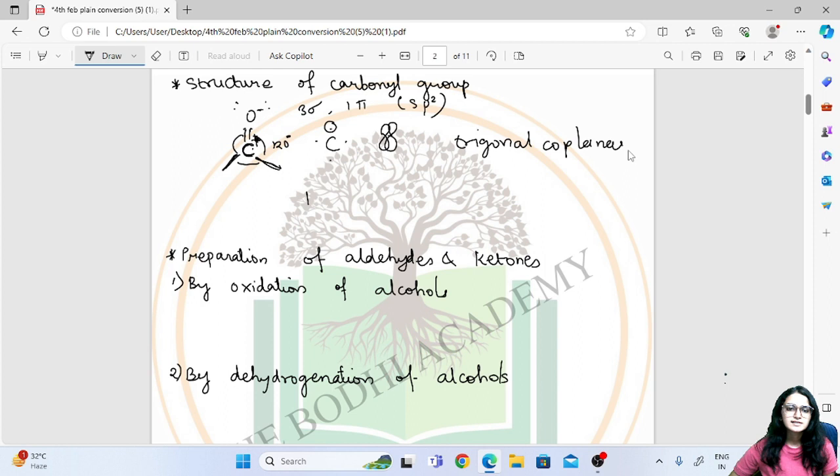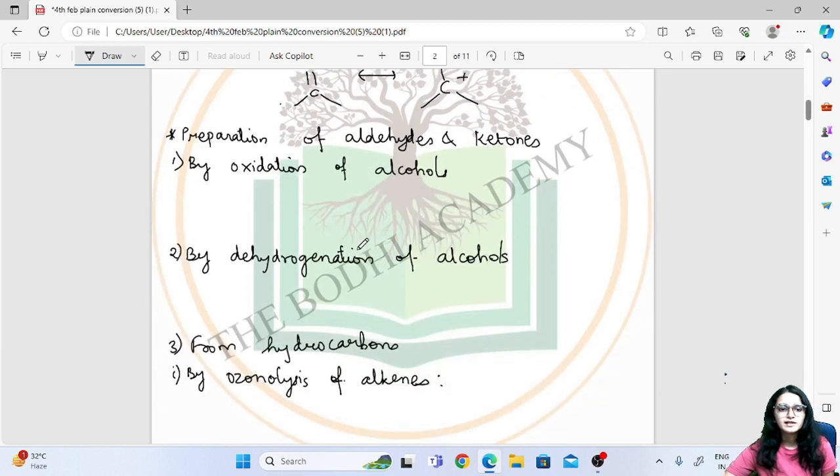Now this is the neutral structure of the carbonyl compound or carbonyl group, and if we try to draw the resonance structure, it will have charges. Oxygen will possess a negative charge and carbon will possess a positive charge. So this is the resonance structure of the carbonyl group, in which one is a neutral structure and the other is a structure having dipoles, that is positive and negative charge. So this is about the structure of the carbonyl group.